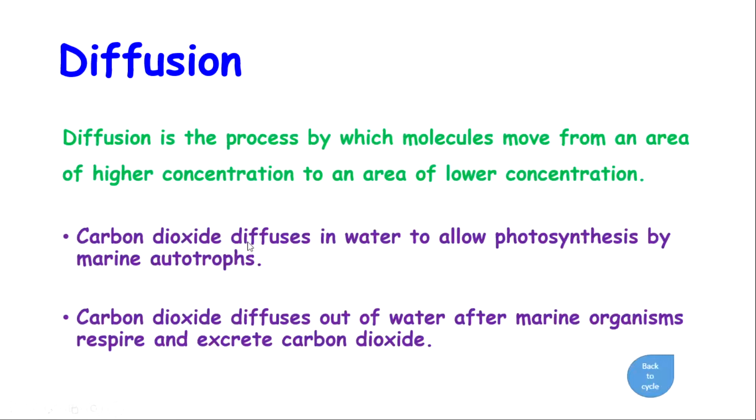Carbon dioxide can diffuse from the atmosphere, where there is a lot of carbon dioxide, into the water, where there is less. This statement says that carbon dioxide diffuses into water to allow photosynthesis by marine autotrophs, which are plant-like organisms or even plants, such as algae. We talked about zooxanthellae in another lesson. Zooxanthellae is an algae that photosynthesizes. Generally, all algae do. You also have seaweed that requires some carbon dioxide for photosynthesis.